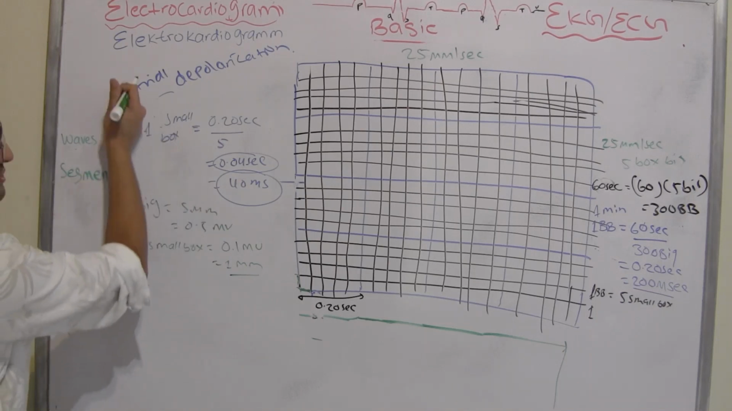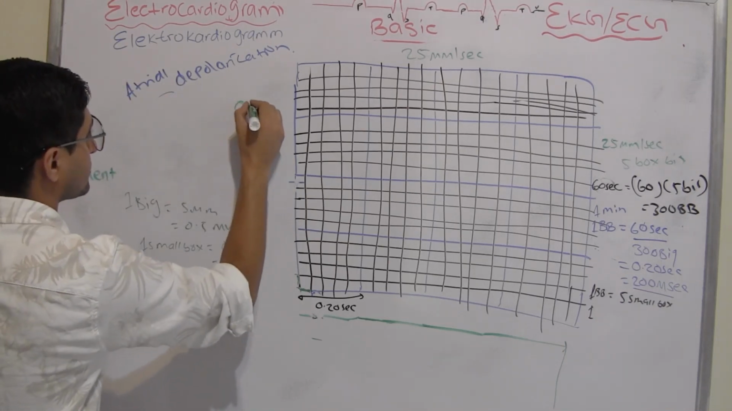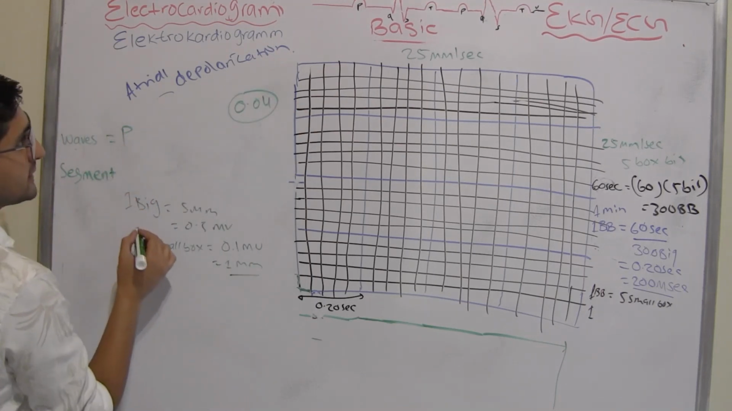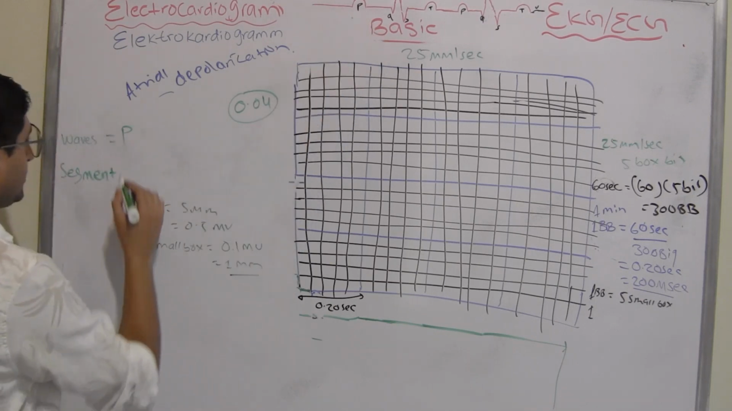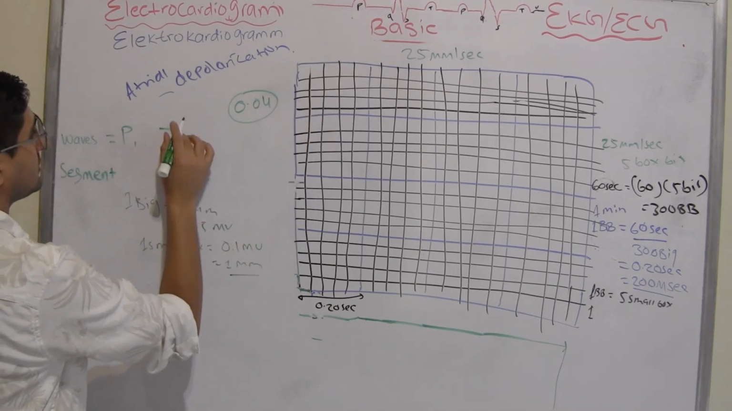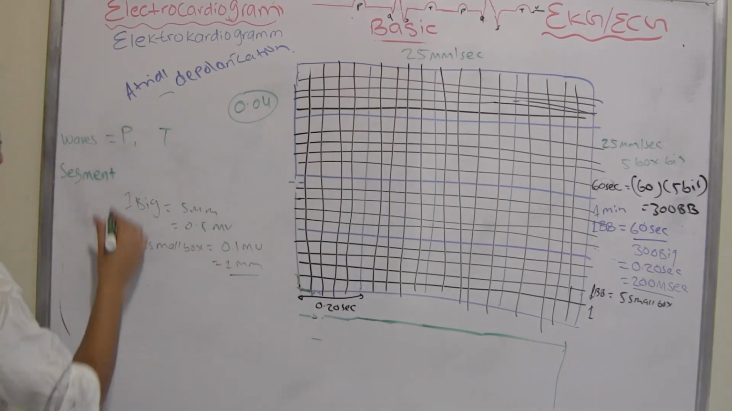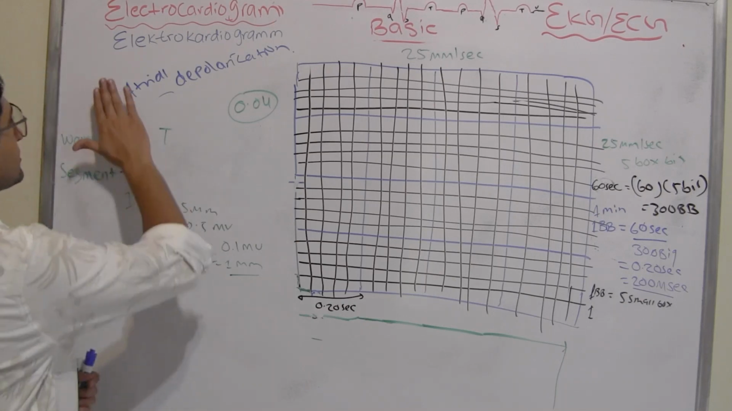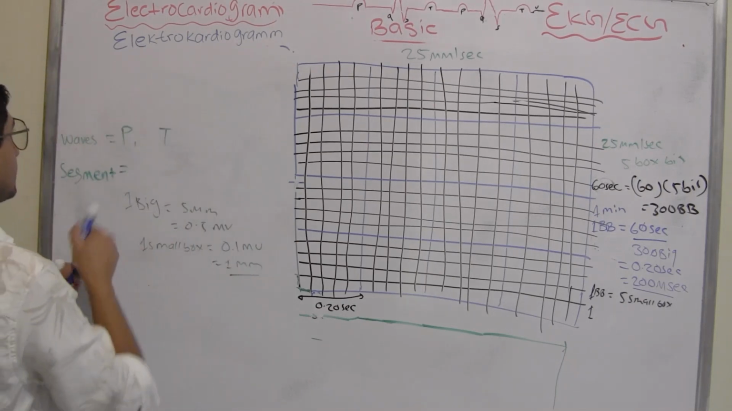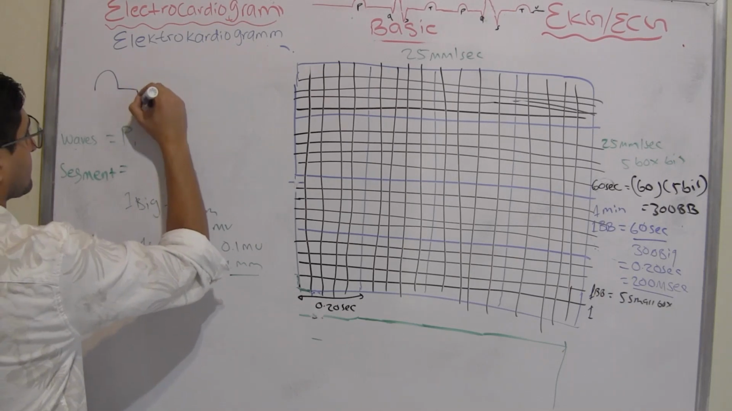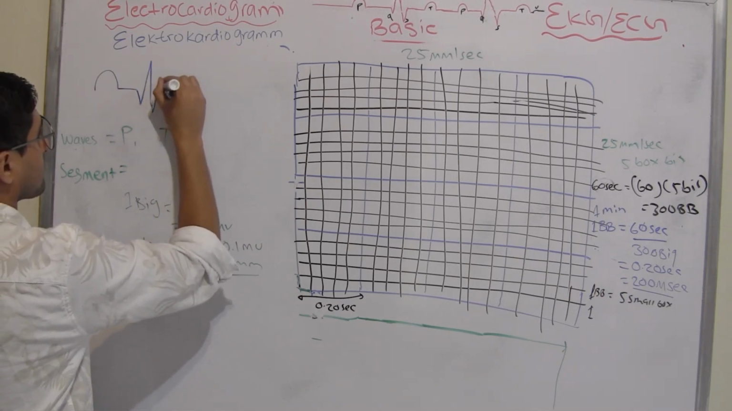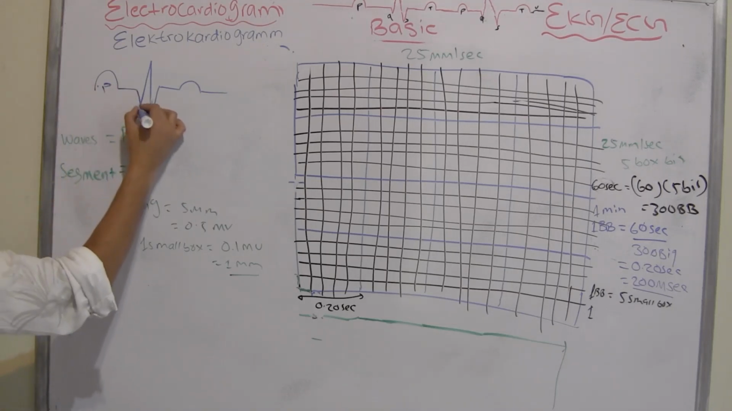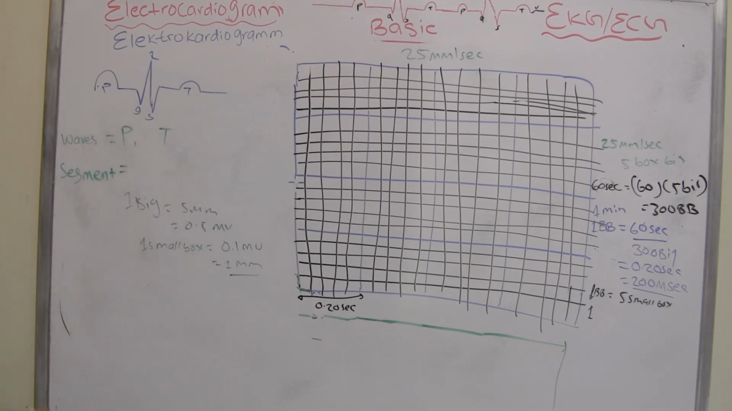So let's just erase this, and let's write down 0.04 seconds for that one small box. So waves, you have P waves, right? Remember, this is P waves right here. And then you have T waves over there. And segments would be anything after atrial contractions, okay? Let's erase this part too, and let's draw the EKG graph for simple understanding. So this is waves. This is P waves, right? This is Q, R, S, and this is T.